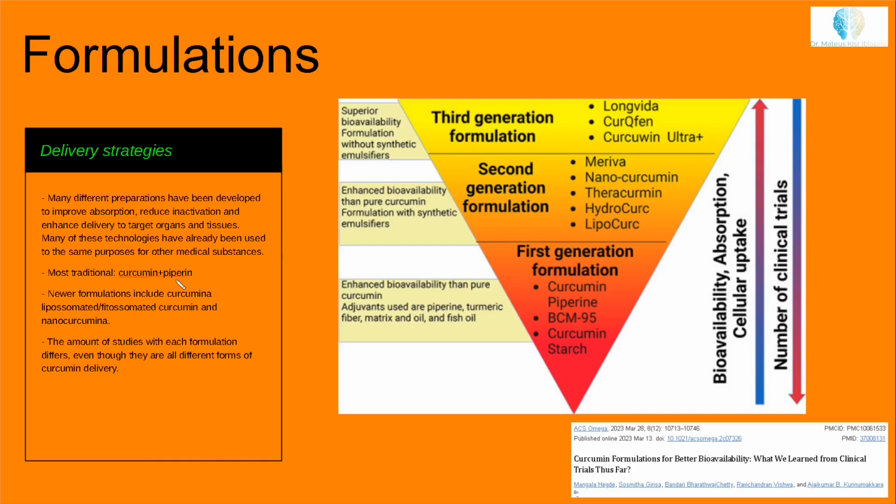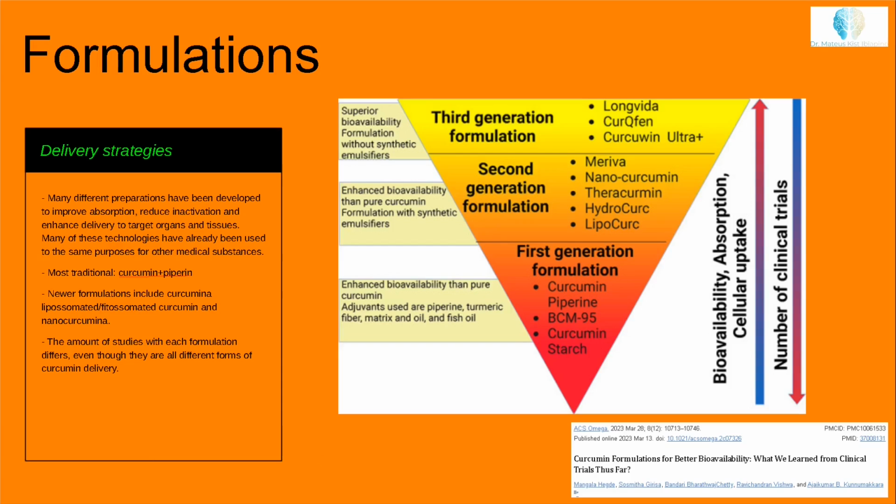Piperine reduces the degradation of curcumin, so it lets curcumin be present for longer, to be absorbed for longer, and a higher amount of it reaches the desired organs and tissues. But we also have newer formulations, which include liposomated or phytosomated curcumin, nano curcumin. You don't have to know the details of these specific formulations, or the characteristics of each. There are many different formulations.